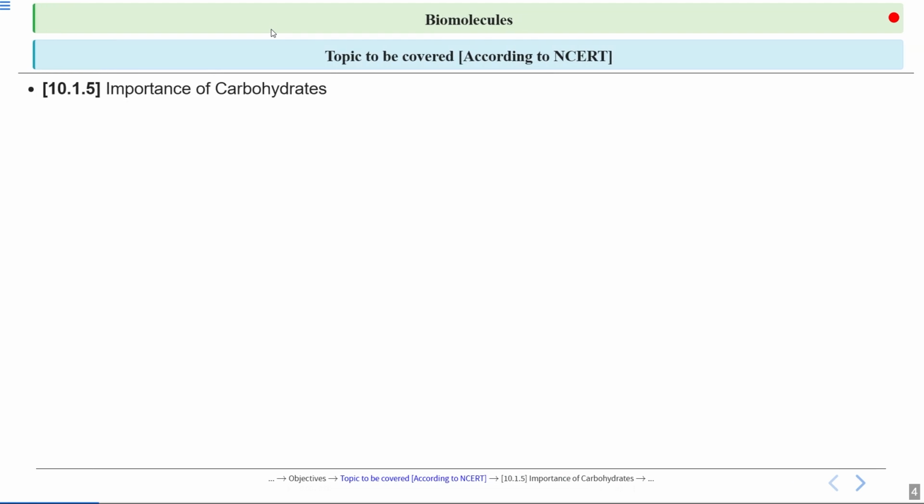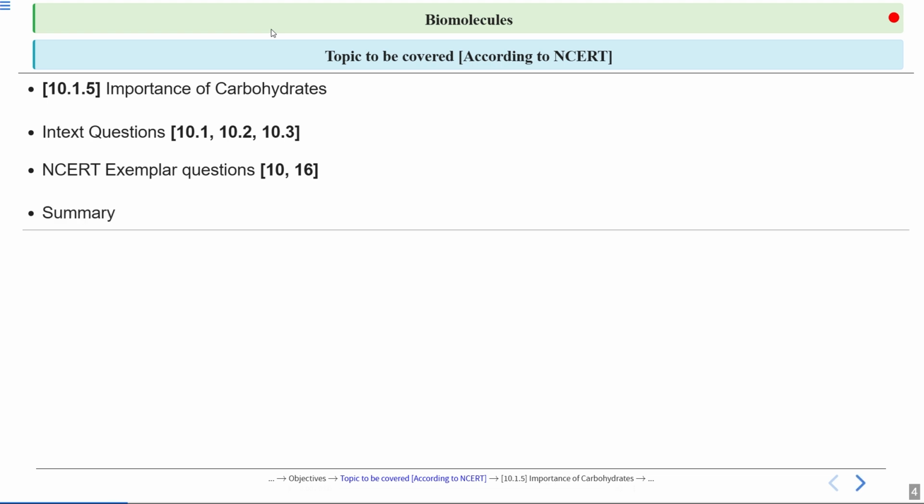Now, according to NCERT, the topics which we will cover today is 10.1.5 Importance of Carbohydrates. Then we will solve in-text question 10.1, 10.2 and 10.3. And we are going to solve NCERT exemplar questions 10 and 16. And at last we will summarize what we have studied in today's lecture.